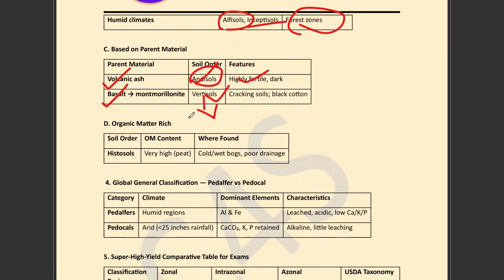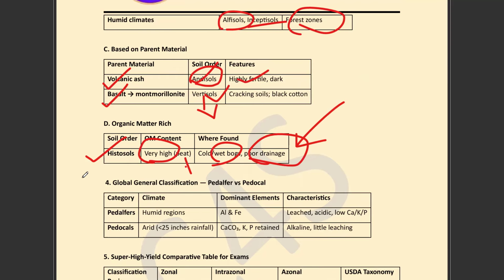Next, organic matter rich. There can be a question: which of the following soil orders has high organic matter? Your answer would be Histosols. Why? Because the organic matter content is very high in the form of peat. Where is it found? In cold or wet bogs, and where there is poor drainage. In that region you can see this Histosol soil order.